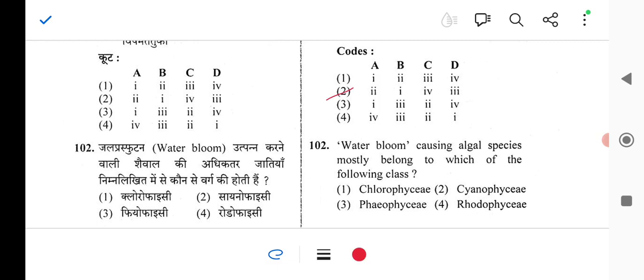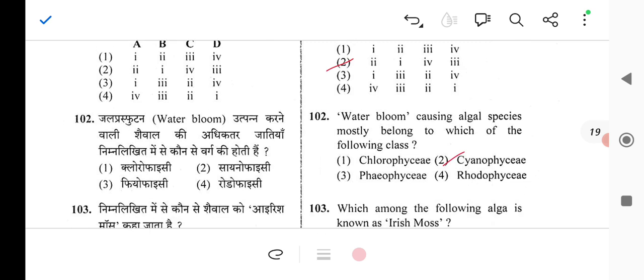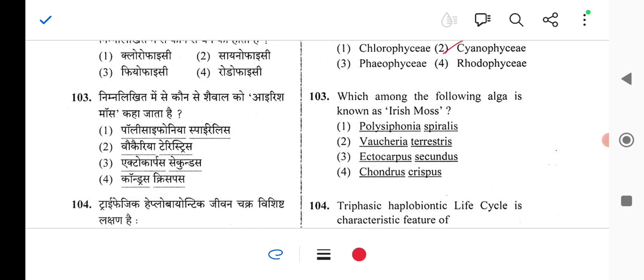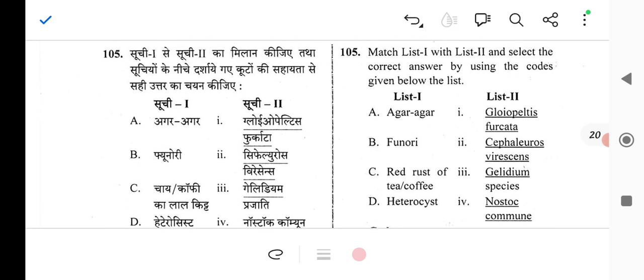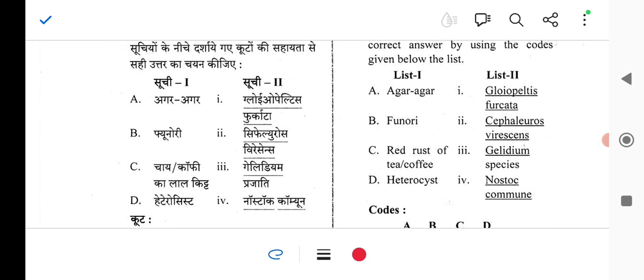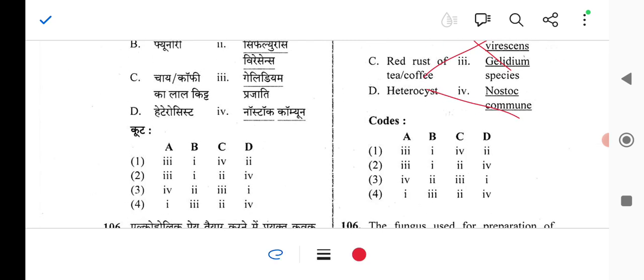Next is water bloom is caused by Cyanophyceae members. Next is Irish moss, which is Chondrus crispus. Next is triphasic haplobiontic life cycle, which is in Batrachospermum. Next is agar-agar. It is obtained from Gelidium species. Then next, Funori is Gloiopeltis furcata. Red rust, very important, is Cephaleuros virescens. Heterocyst is found in Nostoc, which fixes nitrogen. Okay, the answer here is B.